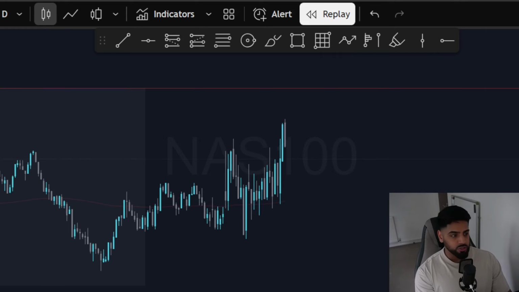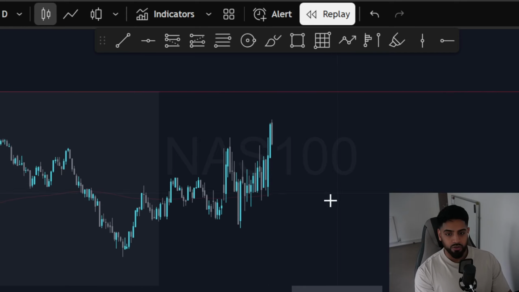So first and foremost, we're taking a look at NQ on the 1 minute time frame, and there's three main components that go into making this strategy. Number one, where is the higher time frame liquidity? Number two, what is our entry? And number three, where do we exit the trade?